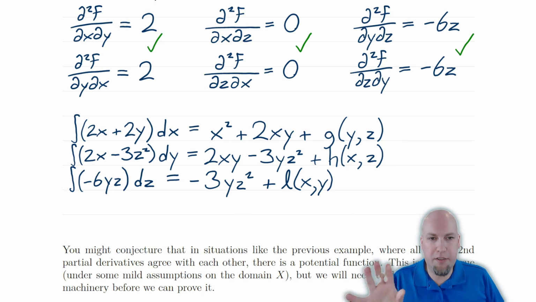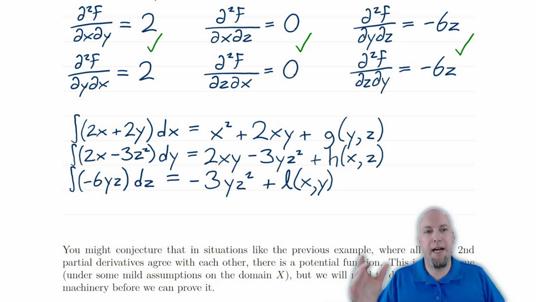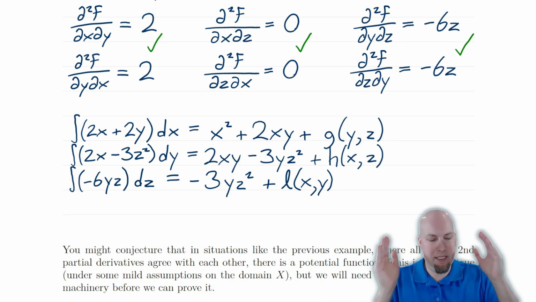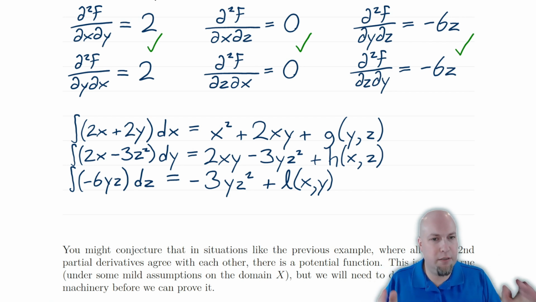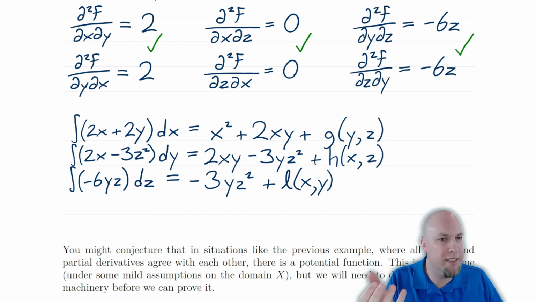Okay, and now here's the trick. What I've got to do is find a potential function. I've got to find a scalar field f that is of all three of these forms. I want to find a scalar field f that equals this top thing and equals this middle thing and equals this bottom thing, for suitable choices of g, h, and l, so that when I take the partial derivatives of it, I get these things over here.